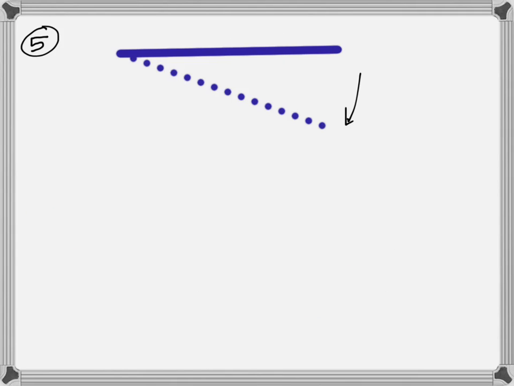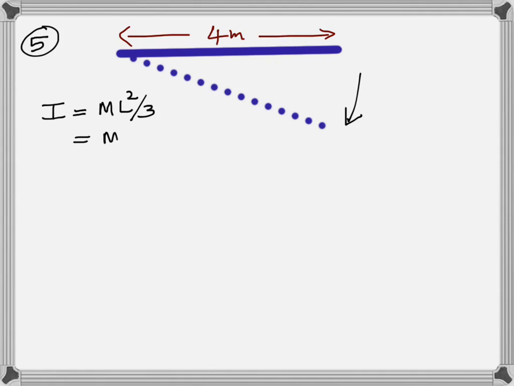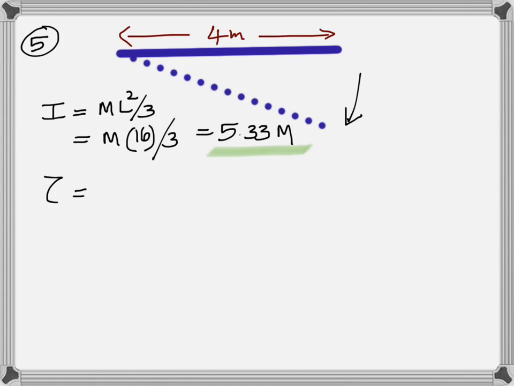Here is number 5. Wow, that's a good diagram, isn't it? Okay, 4 meter, showing you the original position and after it is rotated. First, calculate the rotational inertia or moment of inertia as 5.33 times the mass. 4 squared is 16, obviously, and you get 5.33 times the mass because the mass is not given in the question.